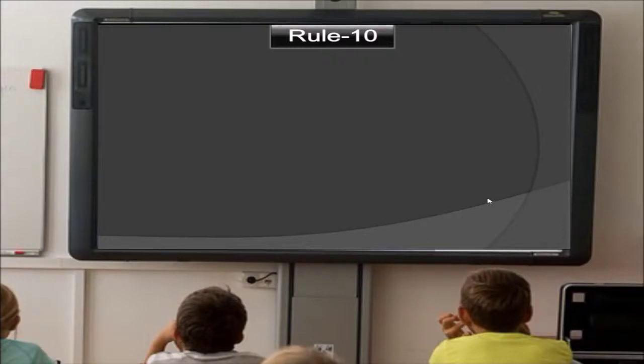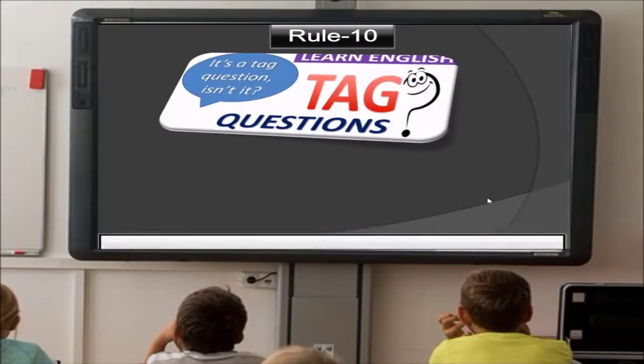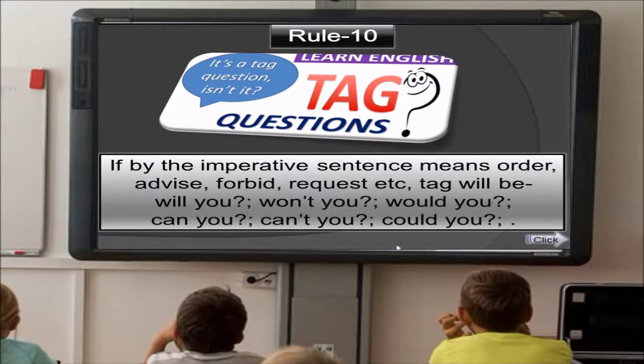Rule 10. If by the imperative sentence means order, advice, forbid, request, etc., tag will be will you, won't you, would you, can you, can't you, and could you. Okay.